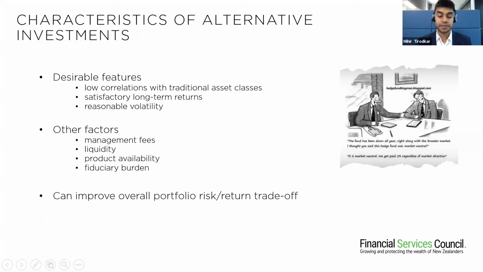These tend to be higher, especially for hedge funds and private equity. Liquidity is lower for some of these alternatives. Again, private equity and hedge funds particularly. Product availability. So there aren't that many competitive products relative to traditional asset classes for these alternatives. There's also a bit of a fiduciary burden. Investors need to know what they're investing in when looking at alternative investments. They should not assume that they will behave the same as traditional asset classes. And there is a lot more due diligence that is required in this sense.